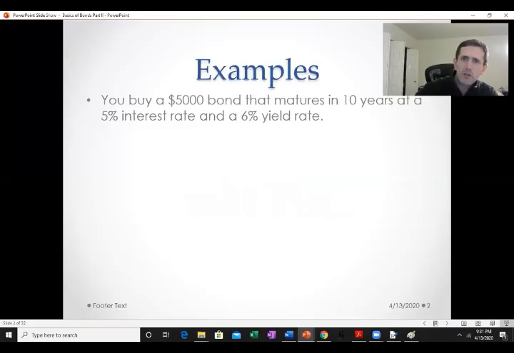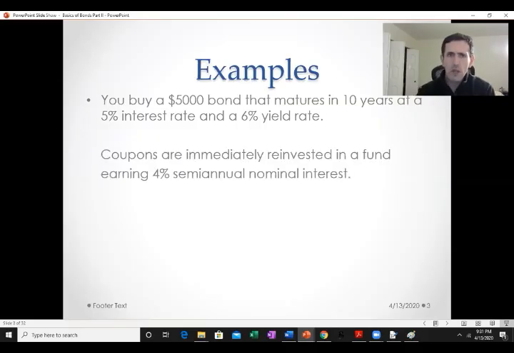All right, so I want to do an example that is similar to 1.7 in the book, homework that I'll assign. So let's say we have a $5,000 bond that matures in 10 years. The bond interest rate, same thing as the coupon rate, is 5%, 6% yield rate. So you immediately reinvest coupons in a fund earning 4% semi-annual nominal interest.